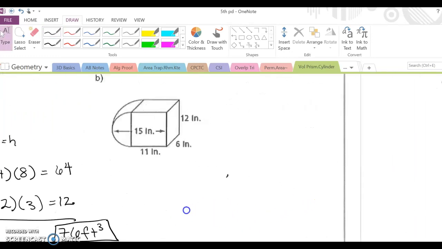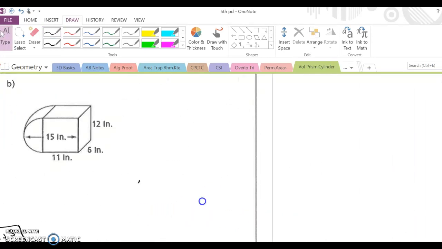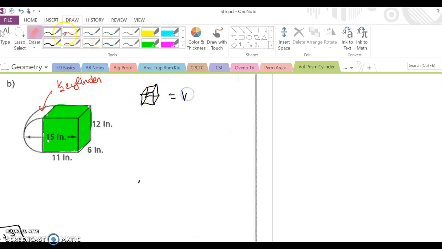Okay, let's take a look at part B. On this one, it's a little bit tricky, this is supposed to be a half cylinder. That is not a half sphere, it's a half cylinder is what that's supposed to be, and then a prism combined with that. Okay, so let's start with the prism. So that's volume, area of the base times height. So we're talking about 11 times 6 would be the area of our base, times our height, our distance between our top and our bottom base, right, is going to be that 12.